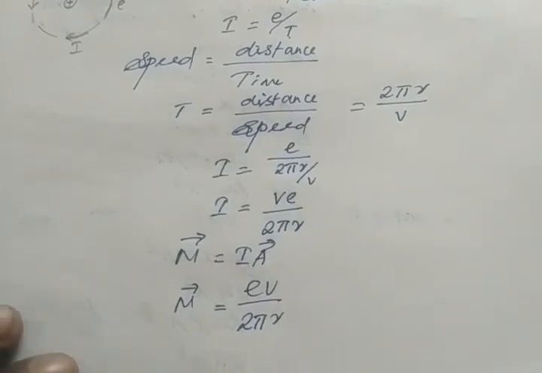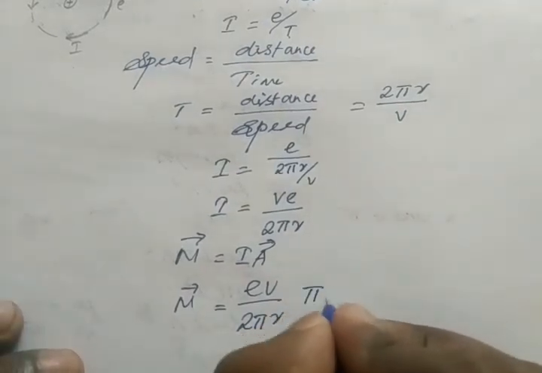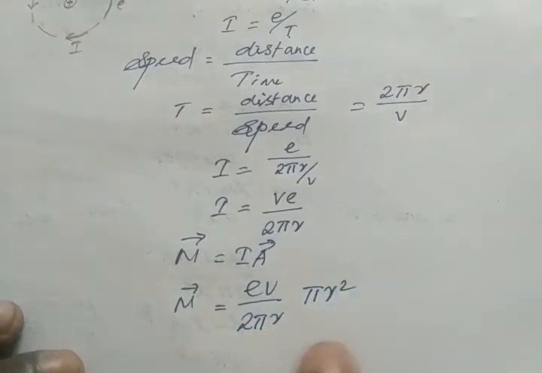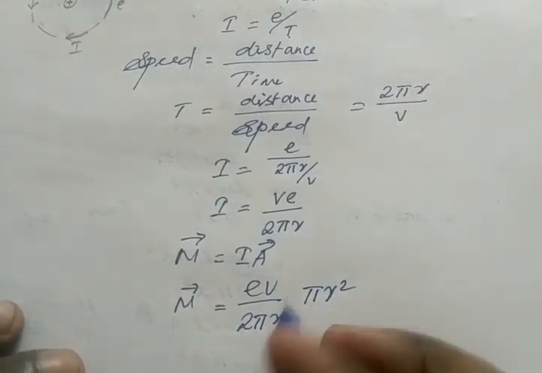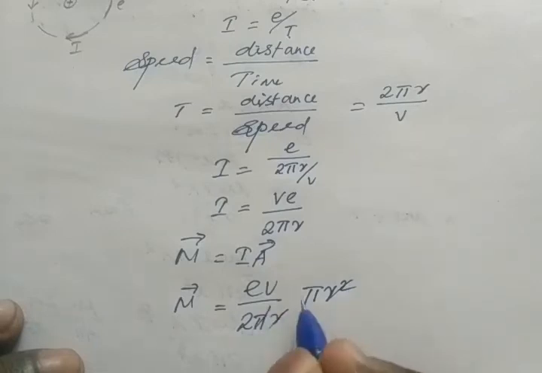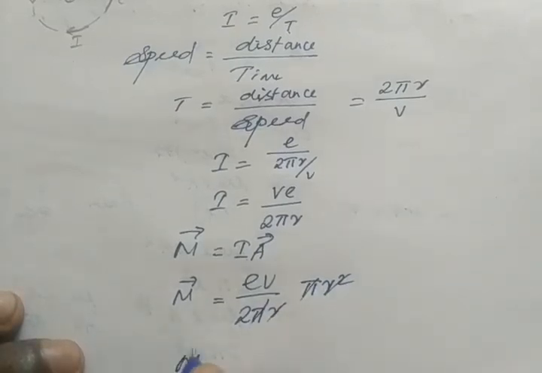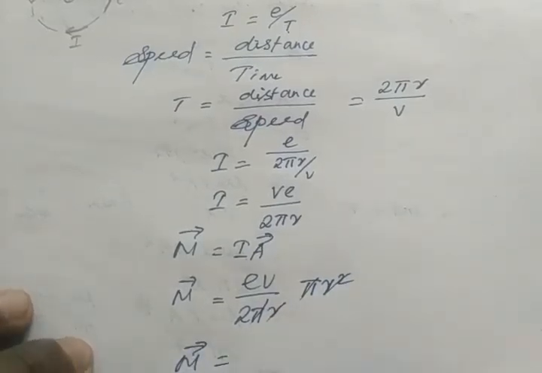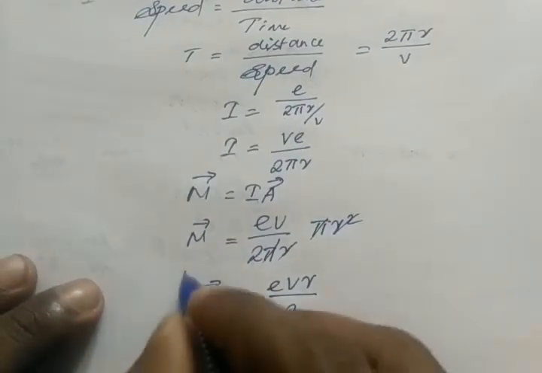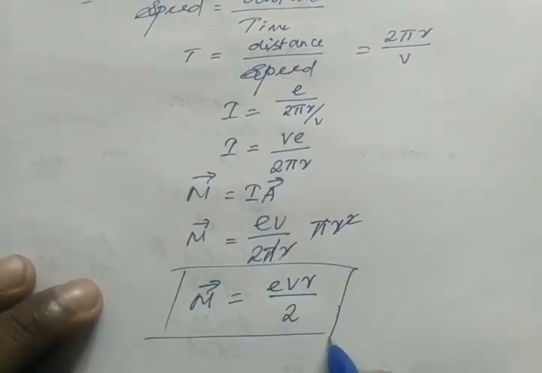Area of the circular coil. Area is considered as pi r square. So this is the area of circle. So r gets cancelled, pi gets cancelled. Then we get M equal to eVr divided by 2. Okay. So this is our final equation.